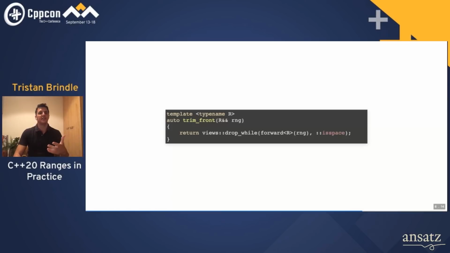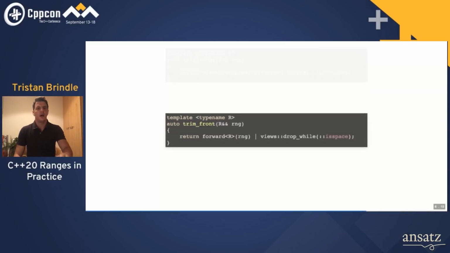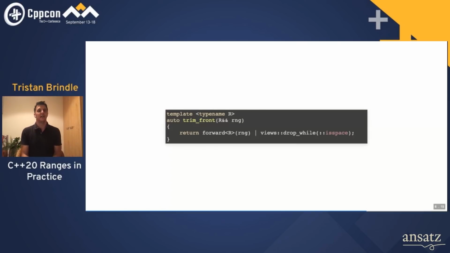So what TrimFront is going to do is return us an adapted range. It's going to take the range we give it, apply this lazy DropWhile adapter, and return us some specialization of DropWhile view. We don't really care. That's why the function returns auto. And I've written it using the function call syntax. I could equally have written it using the pipe syntax like this. The two are equivalent. So this is going to give us an adapted range that drops the white space from the front of our range. So we're halfway there.